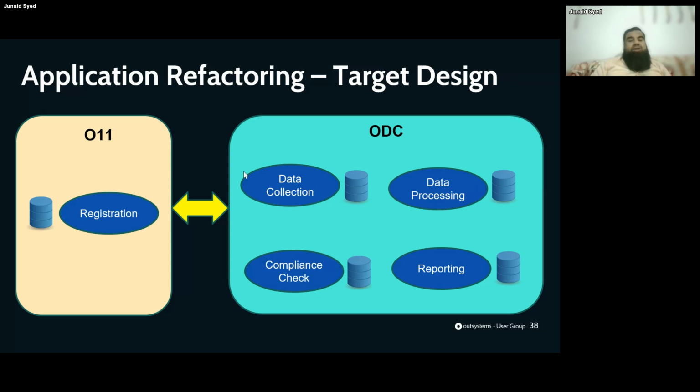So it's easier to keep communication between O11 and ODC just for one domain rather than make it happen for all those two or three domains which are sitting in O11 already. So what we did, we kept the registration part in O11 and broke down the data model in such a way that there is a separate data model for registration, the one for data collection, data processing, reporting, and compliance. So this is how we wanted to ultimately break down the compliance domain.